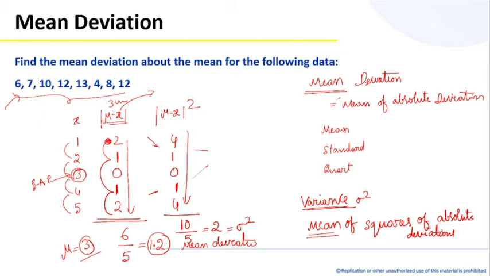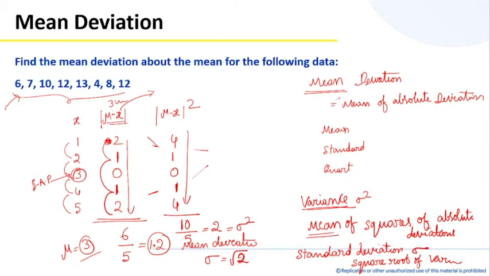Now, standard deviation is represented with sigma. I'm going to tell the significance of it a little later. Standard deviation is nothing but the square root of variance. So the standard deviation of the given series is going to be how much? 2. Yes, I hope all of you are clear.